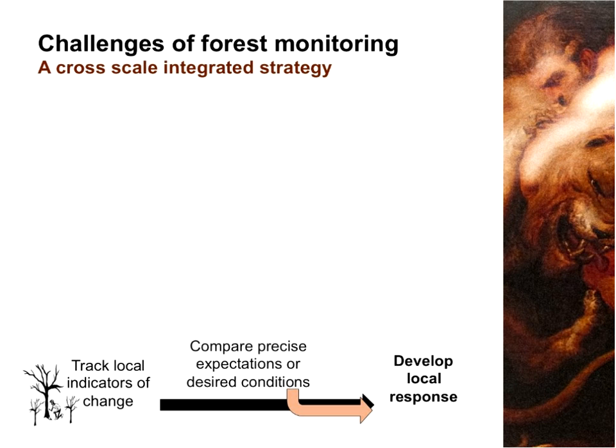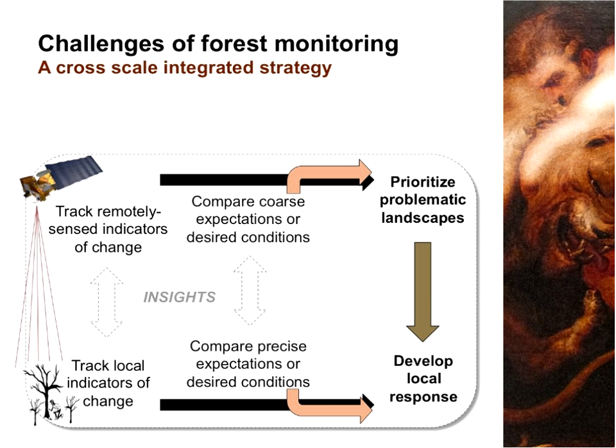And in the past, we focused a lot on local indicators. We track local indicators of change. We compare those with our expectations or our desired conditions, and then develop some type of response. Well, we have other assets we can bring to bear. Remote sensing indicators of change certainly are also something we can take advantage of. We can compare expectations or desired conditions based on those data, all the while informed by what's going on and what we care about locally.